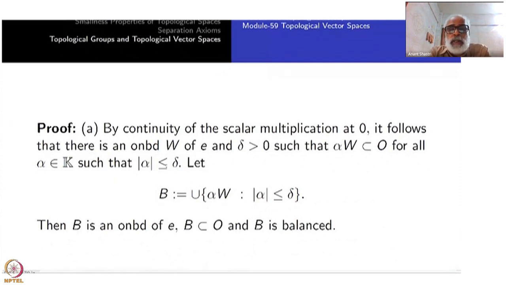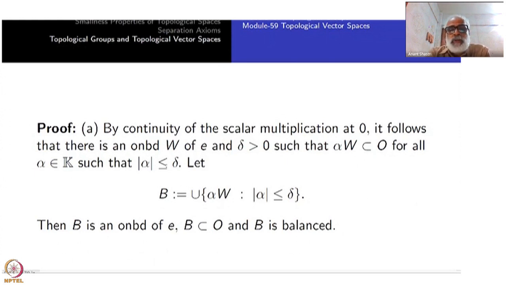So by continuity of scalar multiplication at zero, the moment you have some neighborhood O, there exists an open neighborhood W of 0 and a positive delta such that alpha W is contained inside O for all alpha with mod alpha less than or equal to delta. O is a neighborhood, and 0 goes to 0 under scalar multiplication, so you can control the scalars. That is the whole idea. There is a positive delta, so mod alpha less than delta would imply the whole image alpha W is contained inside O. So this is by continuity of scalar multiplication.